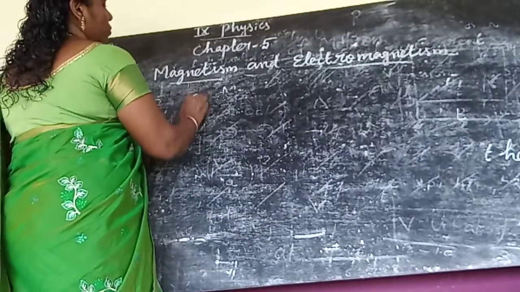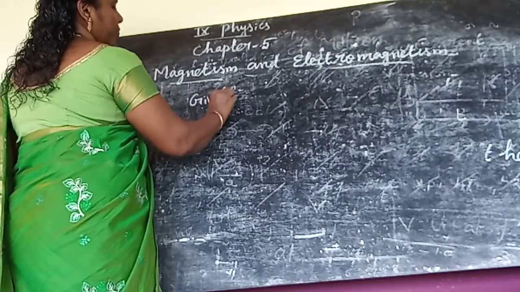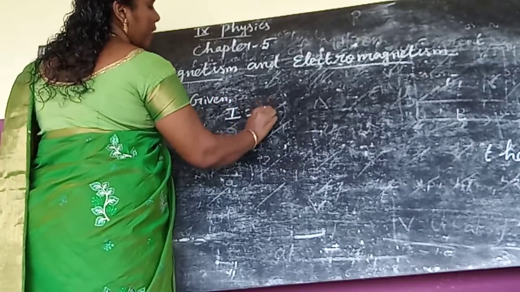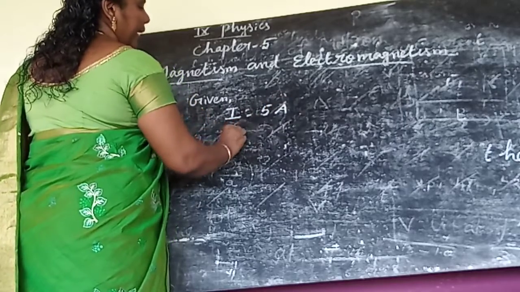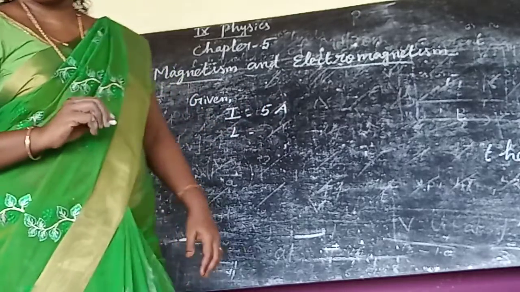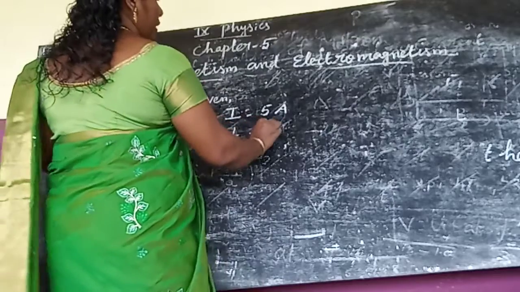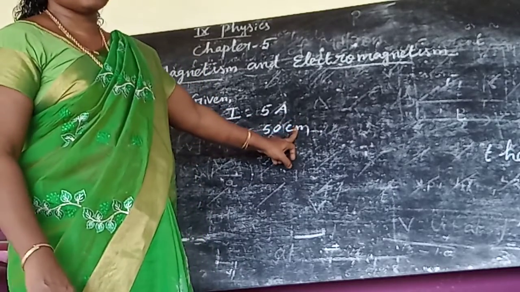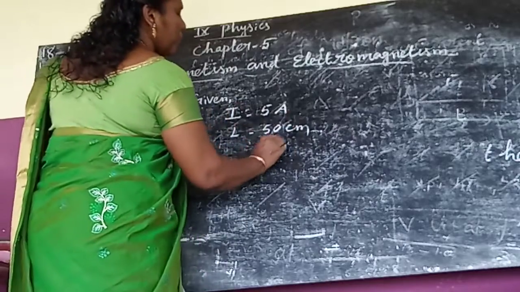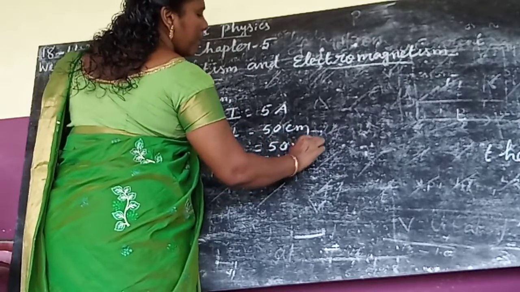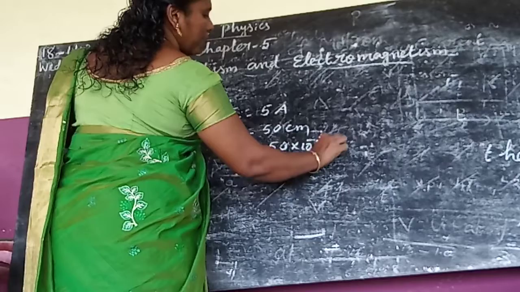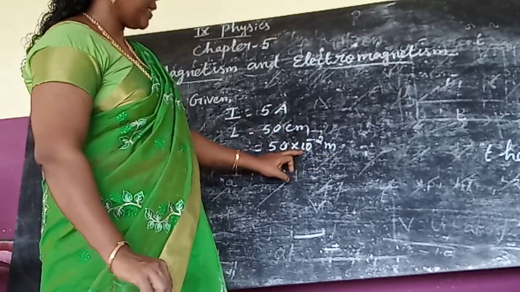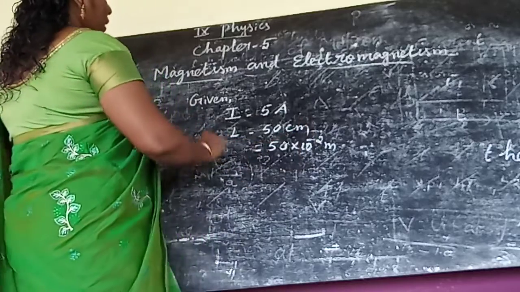First, you have to write what is given. Current I, how much is given? 5 ampere. Then the length is given. How much? 50 centimeter. The centimeter you have to change into meter. So what do I have to do? 50 into 10 power minus 2 meter. So just change centimeter to meter, that's 10 power minus 2.